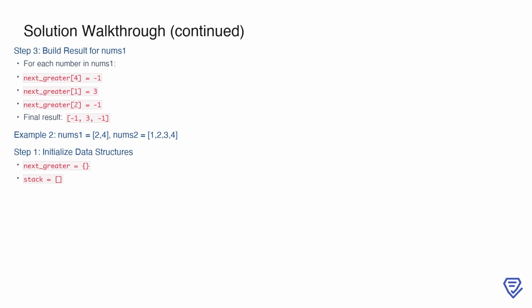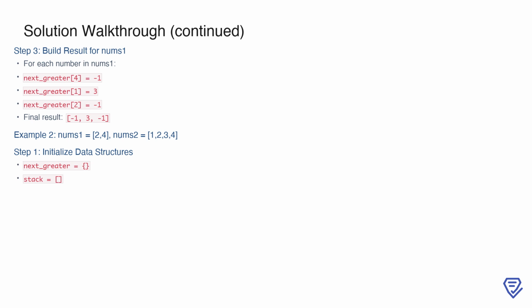After finding the next greater elements for nums2, we can now build the result for nums1. For each number in nums1, we simply look up its next greater element in the next_greater dictionary. For 4, the next greater element is -1. For 1, it is 3, and for 2, it is -1. Therefore, the result for nums1 is [-1, 3, -1].